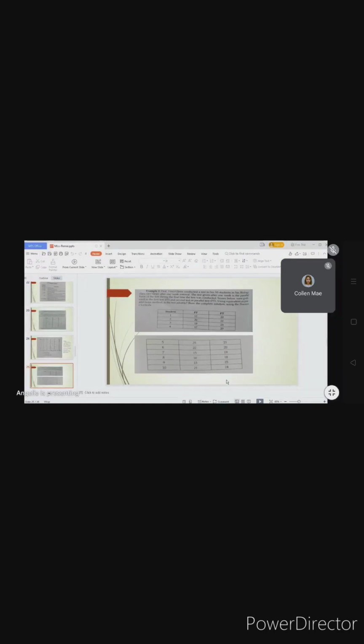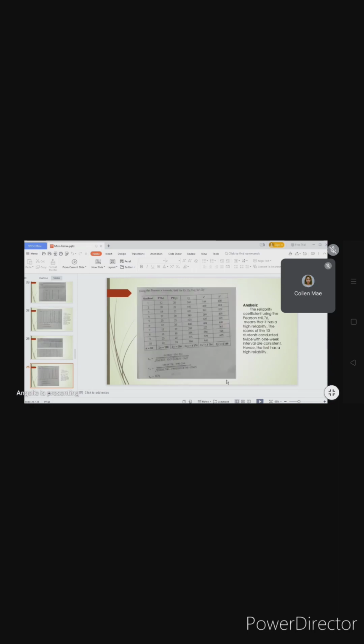Next slide, please. So, we are using the Pearson r formula. Find the x squared, xy, summation of x, summation of y, summation of xy, and summation of x squared and y squared. Just like in the first example, we will use the same procedure.